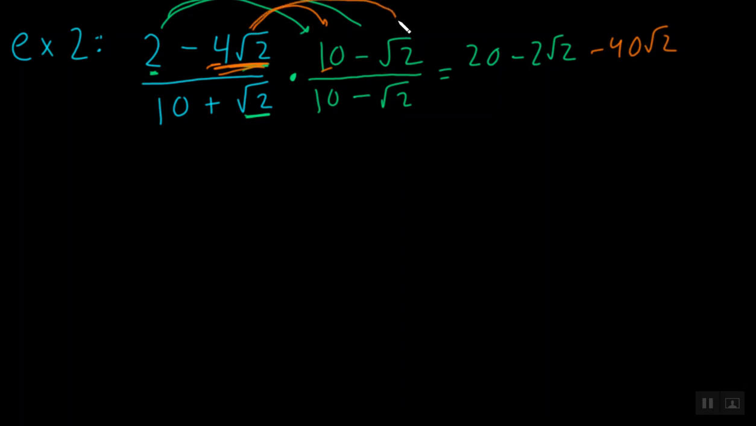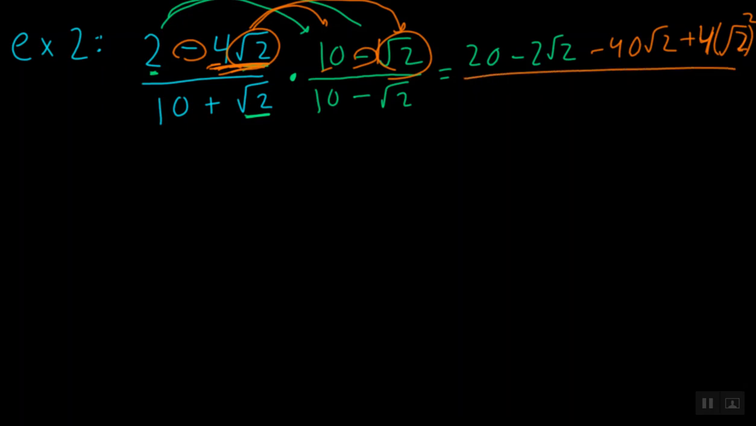And negative 4 square roots of 2 times the negative square root of 2. A negative times a negative is a positive. And 4 times 1 is 4, and the square root of 2 times the square root of 2 will be the square root of 2 squared. Let me write a better 2 in there. Okay, the square root of 2 squared, all over, and here we'll do the same thing for the bottom.